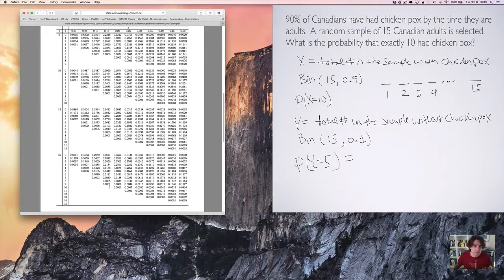Now we can get that from the table, because that's over here. If we look at n is equal to 15, k is equal to 5, and p is equal to 0.1, that probability is 0.0105. And so that's how you use the binomial table.